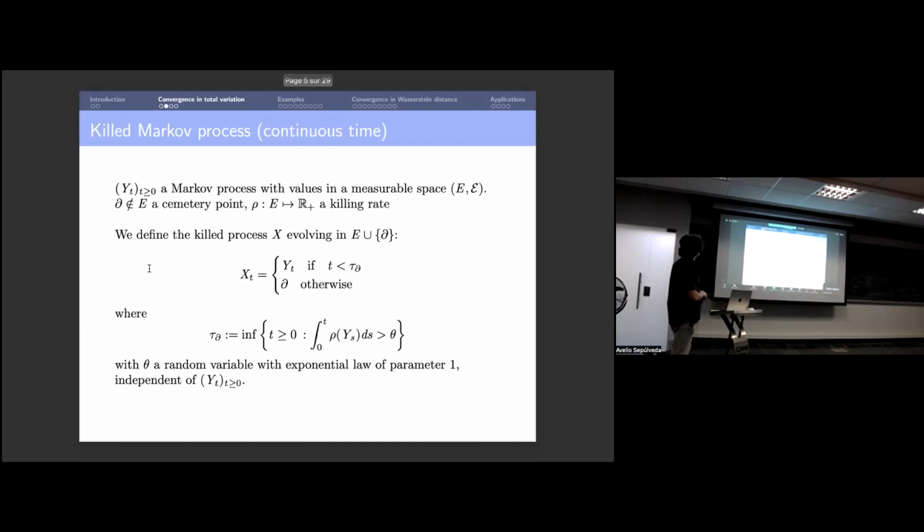And now in continuous time, it's very similar. So I have a Markov process Yt, which is unkilled. This time I have a killing rate, rho. And the rule is the same. I put Xt equal Yt until tau_d, and tau_d, I can simply define it as the first time where the integral of the killing rate becomes bigger than some independent exponential random variable with parameter 1 that I denote theta. Okay? So this is my setting.